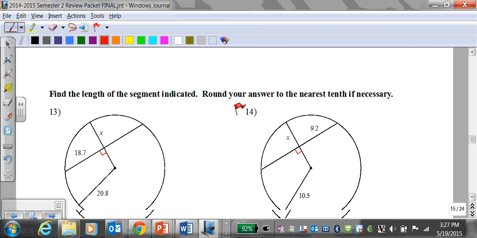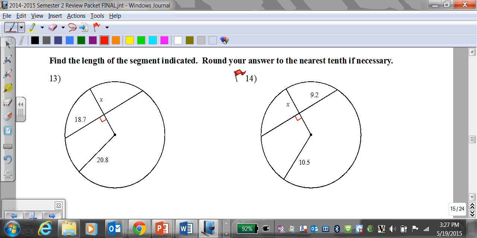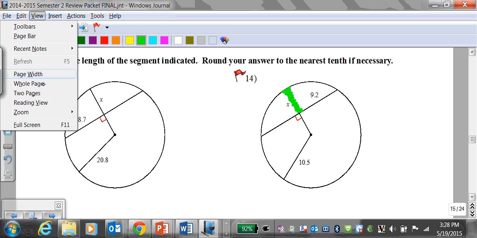Number 14, it says find the length of the segment indicated, round your answer to the nearest tenth. Okay, let's identify exactly in 14 what you're looking for. We're looking for this X. I'm going to squiggle it in green for you.